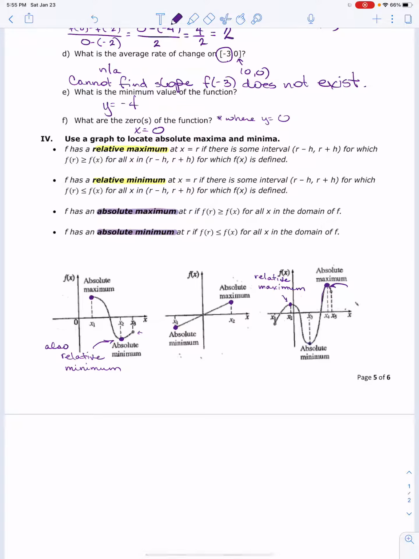We have an absolute minimum down here. By default, it's also a relative minimum. It's smaller than anything close, but it is the smallest value, the smallest output value within that interval.